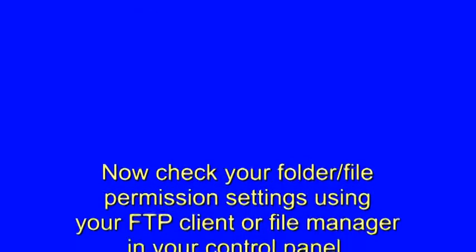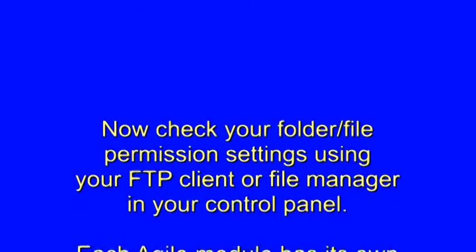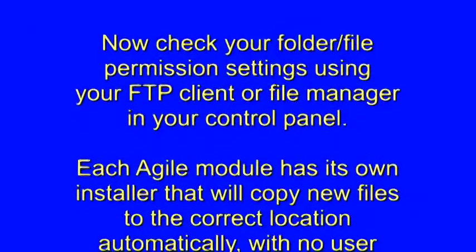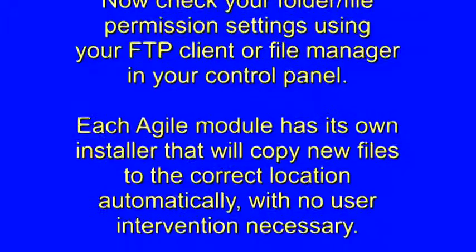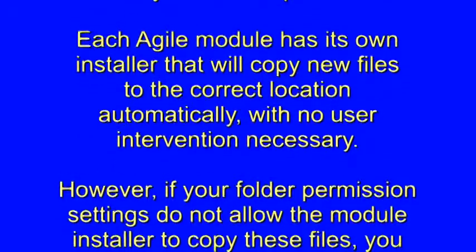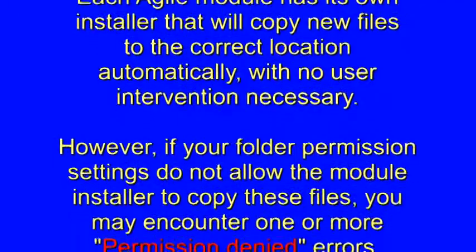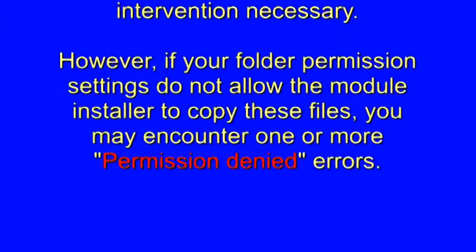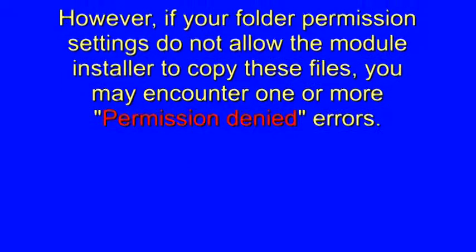Now check your folder file permission settings using your FTP client or file manager in your control panel. Each Agile module has its own installer that will copy new files to the correct location automatically with no user intervention necessary. However, if your folder permission settings do not allow the module installer to copy these files, you may encounter one or more permission denied errors.